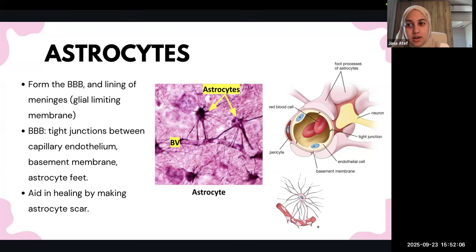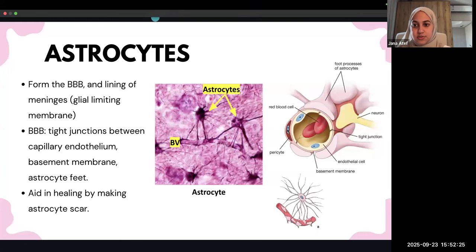So they form something called the blood-brain barrier. This is what this is, BBB. It's one of the most important structures in your body because it prevents infections or any foreign material or autoantibodies or anything from passing into your brain. It's a very, very important structure.